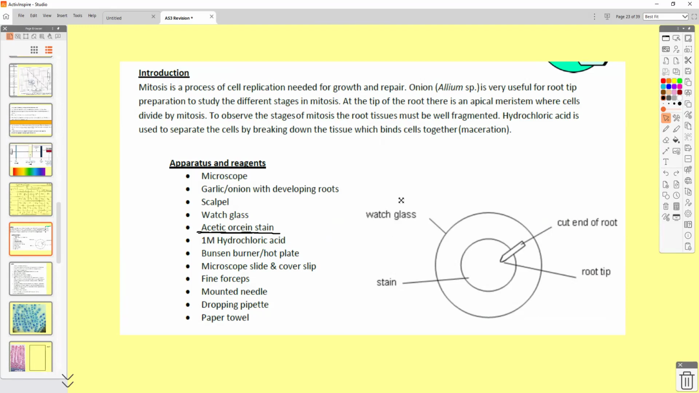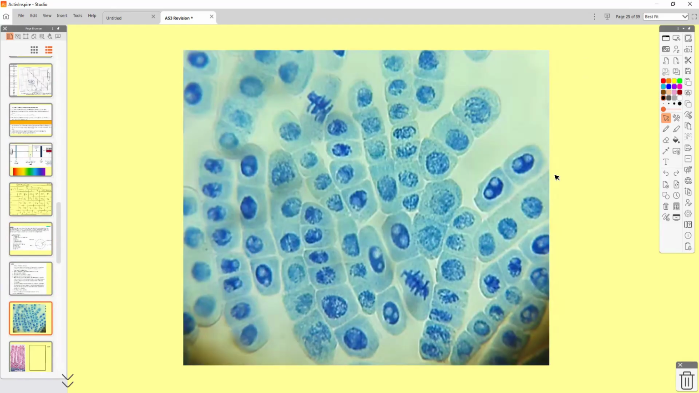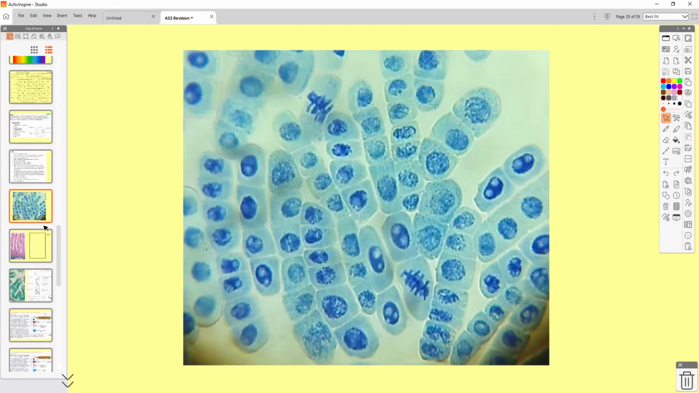So you take your sample of your root, you mash it down, and you use the acetic orcein to stain it so that you can see it under the microscope. Okay, again, it will give you this type of thing. They may give you a diagram, labels A, B, C, and D, and ask you to identify the different stages from that, and you should be able to do that, not too bad.